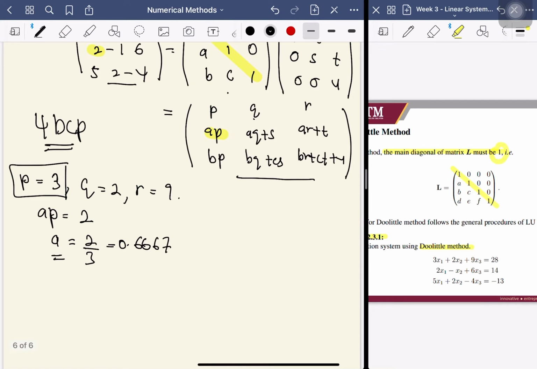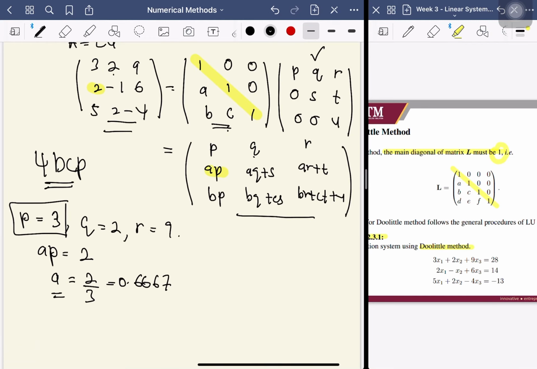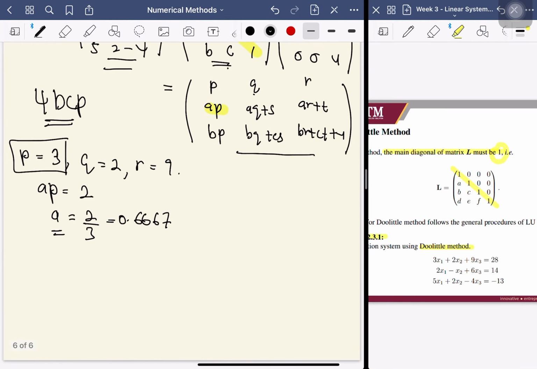You can figure out the values of the rest by comparing with this one. Eventually, after we solve it, you will get the components for L like this.